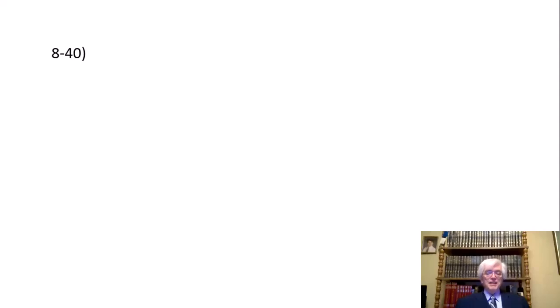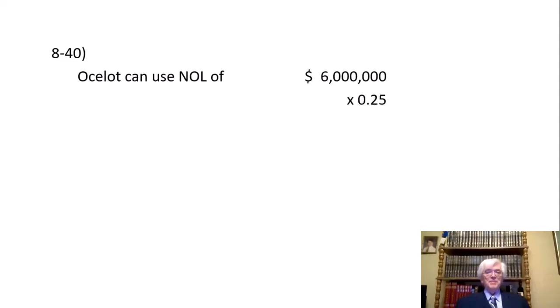Okay. They have a $6 million NOL carry forward that can be traced 1/2 to Cougar, 1/4 each to Jaguar and Ocelot. Well, they kind of gave away the answer when they posed the question this way. The question is, how will Ocelot treat the NOL on its separate tax return? Ocelot can use NOL of, well, it's $6 million in total. They said 25% applies to Ocelot. What do you know? That's $1.5 million. So if you can figure out what 25% of 6 is, you can answer this problem.